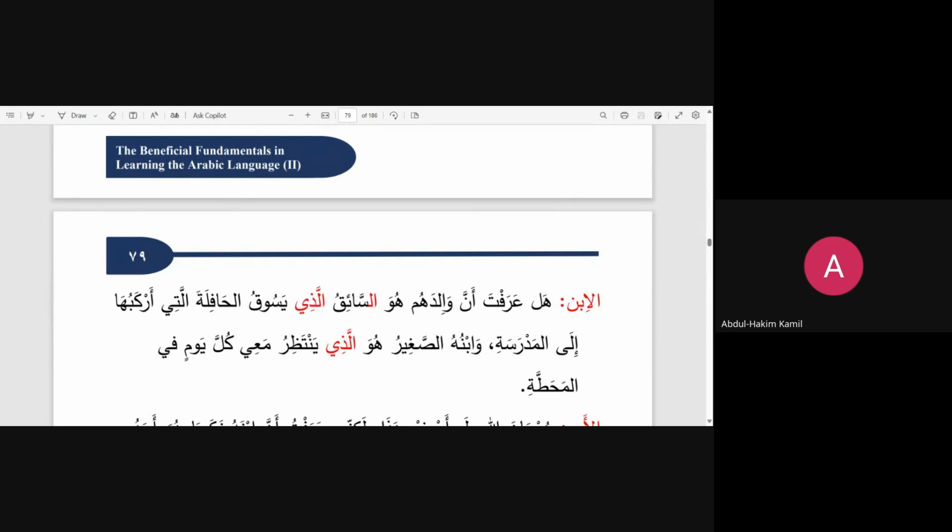You understand? Hold on. Wabunuhu, and did you know that the father was this? Wabunuhu and his son, as-saghir, his small child, who, wal-ladhi, he is the one who ينتظر معي, that he waits for me, كل يوم في المحطة. What does that mean? At the station. He waits with me every day at the station. How are we doing online? What part is not clear? Let me know. Good. I want you to get familiar with how to use اسم موصولة. What comes after it is a sentence. هو الذي ينتظر معي. انظر ينتظر معي. That's a complete sentence. He waits with me. What comes after اسم موصولة has to be a sentence. It completes the meaning.